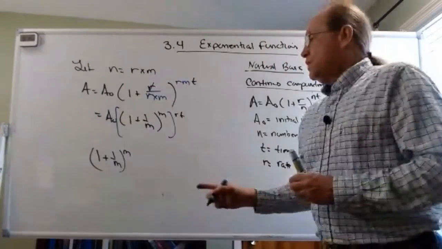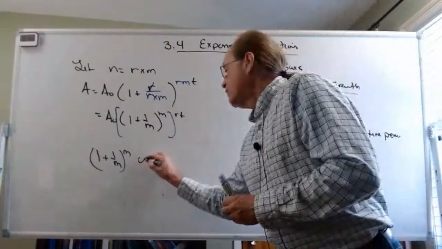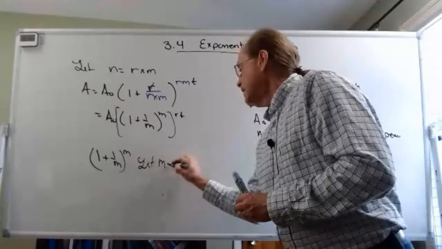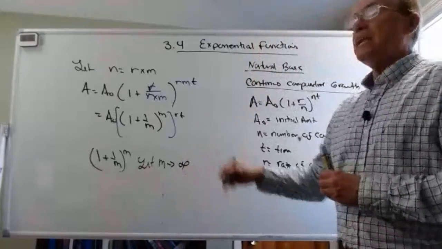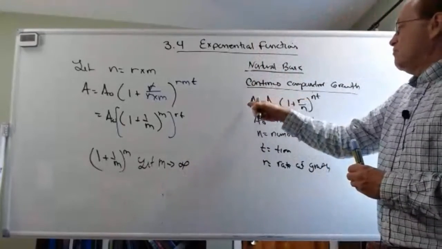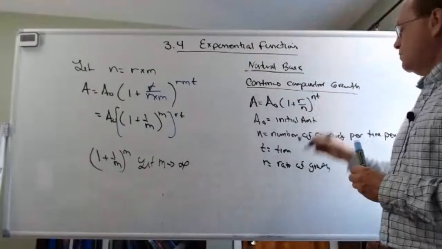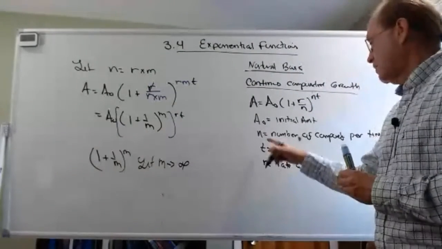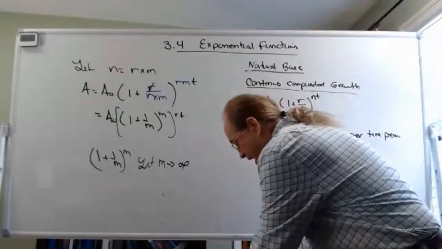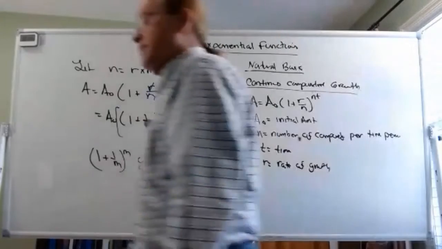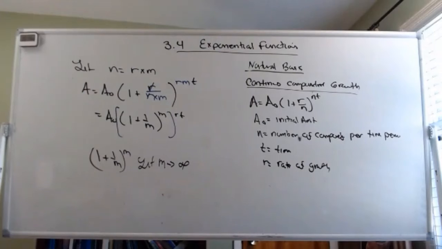And what I'm going to do is let M get very large, let it go to infinity. Taking regular compounding to continuous compounding means letting N go to infinity, which is equivalent to letting M go to infinity. Let's take a look at that expression and see what comes out. Let's use our calculators for that.